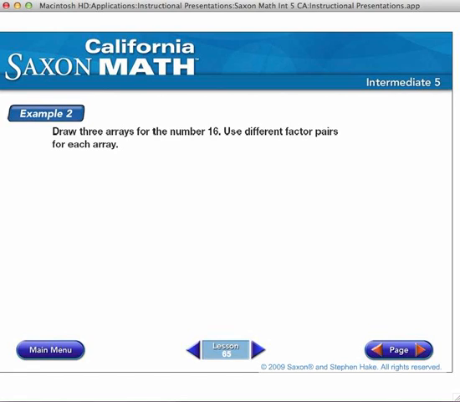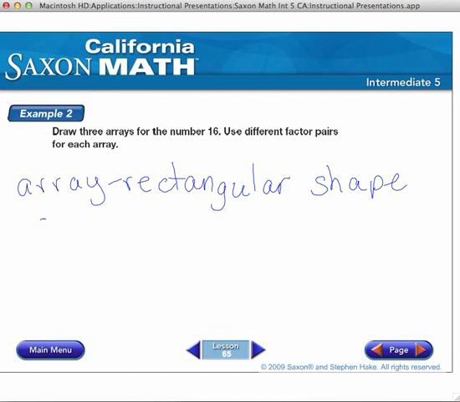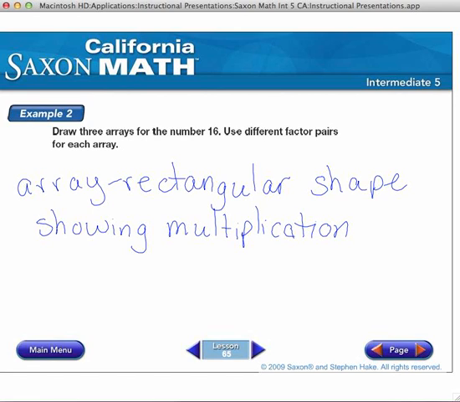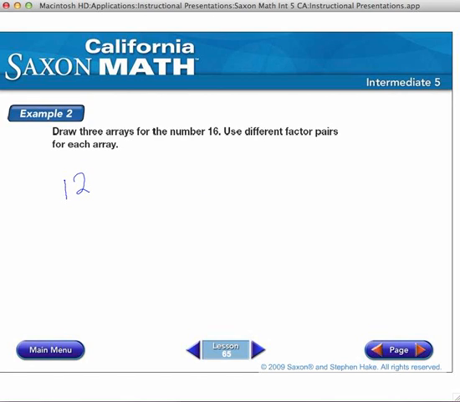Okay, draw 3 arrays for the number 16. First, what is an array? An array is a rectangular shape showing multiplication. So what do I mean by that? Let's make an example for 12. I'm going to use x's, 1, 2, 3, 4, 5, 6, 7, 8, 9, 10, 11, 12. So this would show one row times 12 columns.